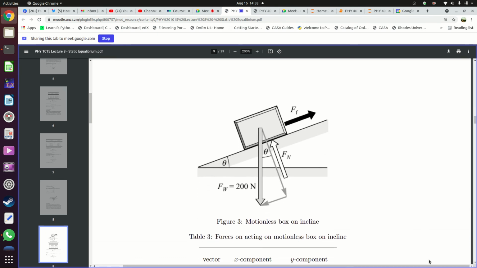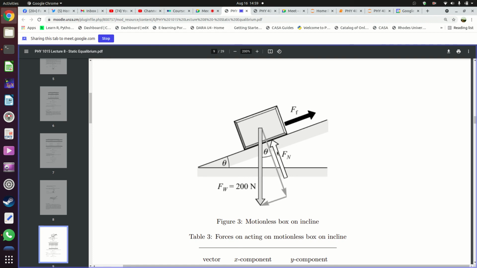Here, this particular object is on an incline. If an object is on an incline like this, this object has weight. The weight of this object acts in this direction, like this. This object is also exerting a force on this incline.